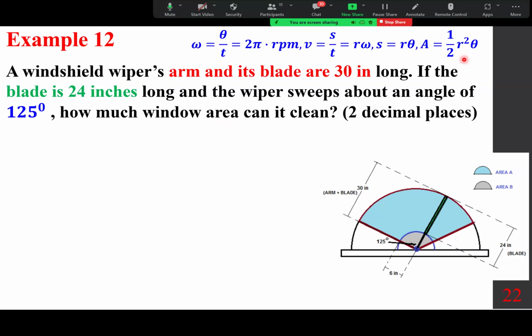But let's understand what is given. First and foremost, this is the entire arm and blade of 30 inches. This portion, or this portion, if you will, it might be easier to see it here, is 6 inches. This is the arm. And therefore, arm and blade, we call them R1. This much is arm, this much is blade. So they add up to 30 inches. We call them R1.